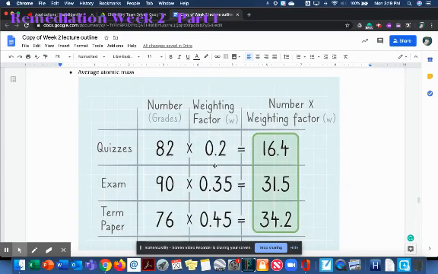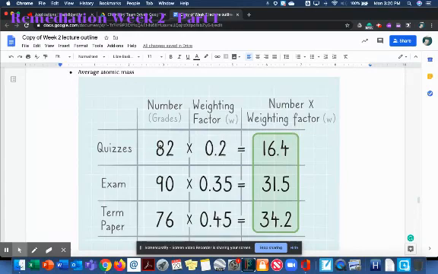Your grade in a lot of your classes is a weighted average. Not all parts of your grade factor in the same amount to your final average. They have a weighting factor. Okay? Quizzes, exams, term papers, right? Now, you add those weighting factors up, it adds up to 1 or 100%, which it should, but quizzes in this case for this grade are weighted much less than exams and term papers.